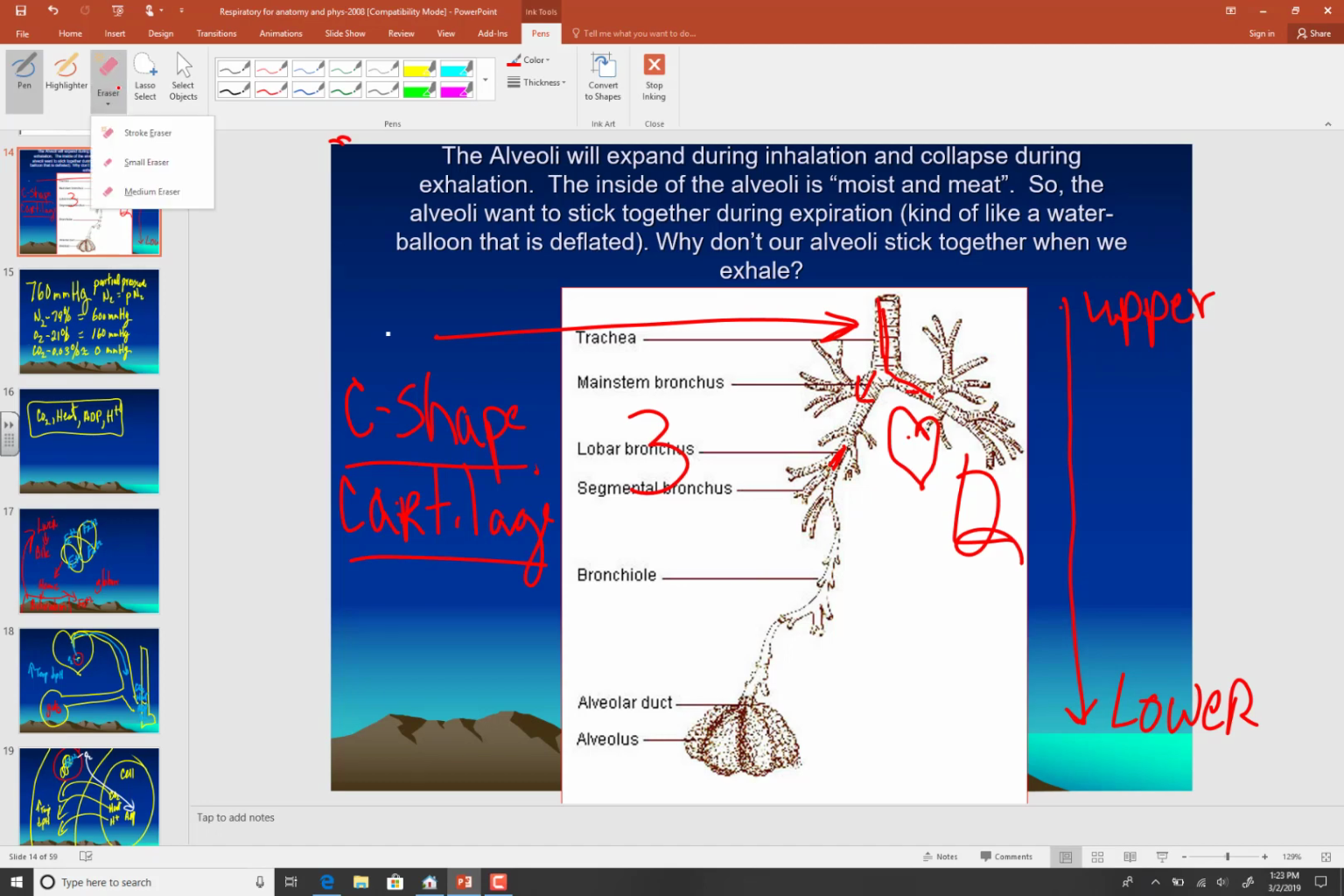Then each lung, or each lobe of the lung, is divided into segments. So then you will have the segmental bronchus. And then finally, you get into the smaller airways called the bronchioles. Now, what's really important is that as you move from the upper airway to the lower airway, the amount of cartilage within the respiratory tract, the airways themselves, decreases.